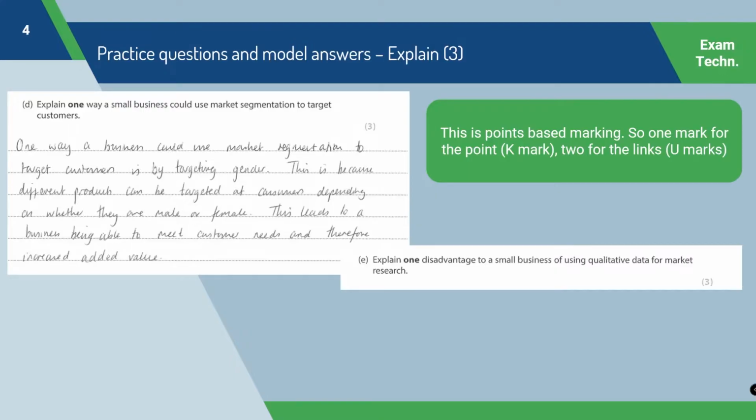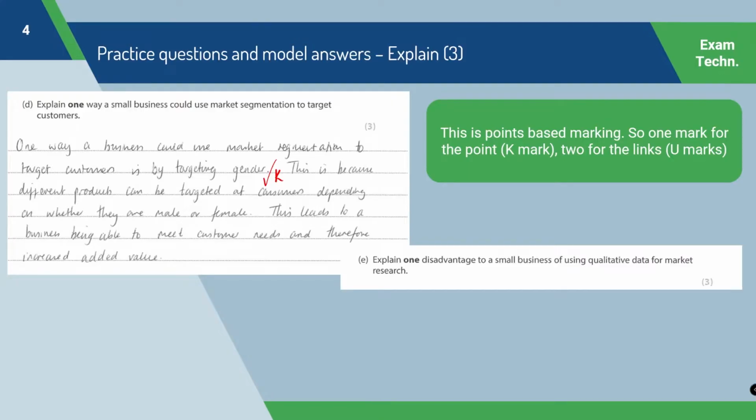So if we read through this, one way a business could use market segmentation to target customers is by targeting gender. So that gets us the first mark. It shows we understand that market segmentation is about dividing up the market into very specific subsections, and gender could be one of those. So that gets 1 mark for the point.